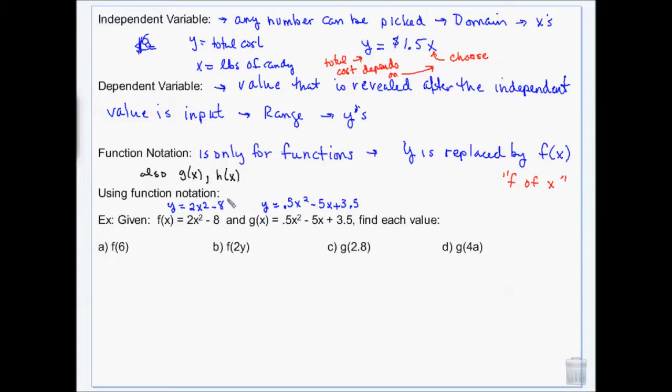And here's what it's really useful for. If I have f of x is this, and I want to find out what's f of 6. So I have f of x is 2x squared minus 8. If I give you something in the parentheses here, what's in the parentheses replaces x.